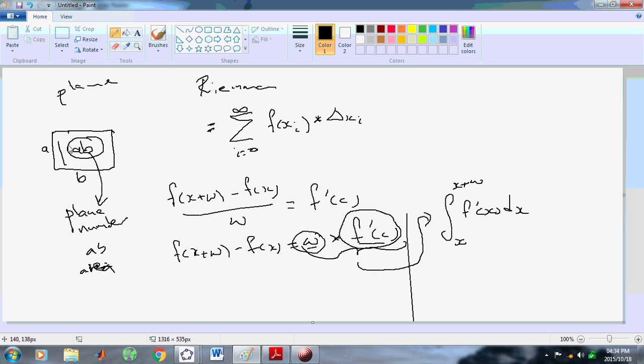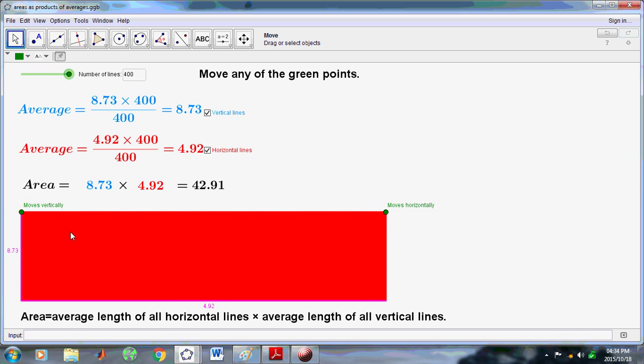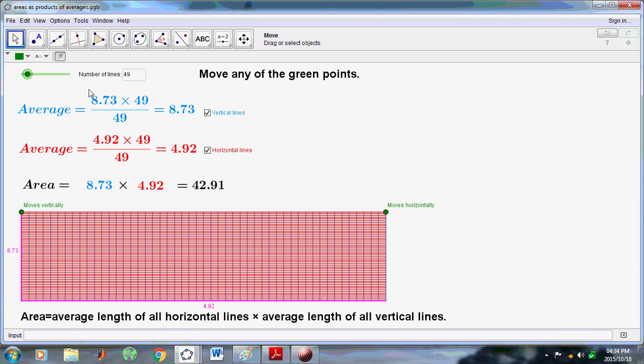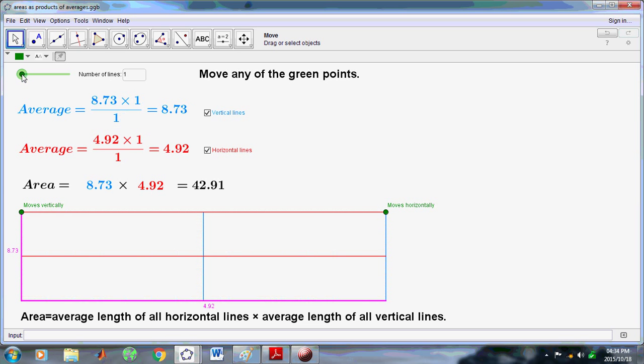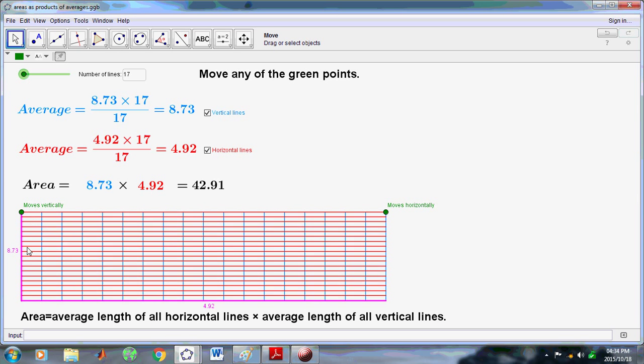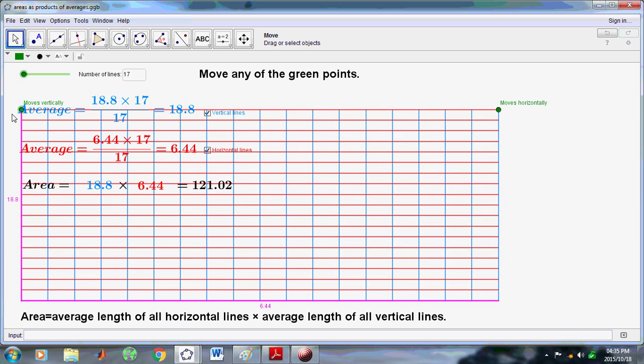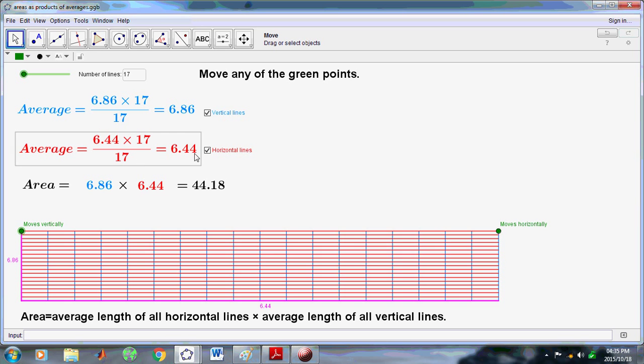arithmetic means. The infinitely many vertical lines is an arithmetic mean which gives us A, and the infinitely many horizontal lines is an arithmetic mean which gives us B. So if we come back to this now, we'll see that the average of these lines, the horizontal and the vertical, will give us the area of this whole rectangle. It doesn't matter how we move it, the area will always be the same, right? Doesn't matter which way we do it. Okay, so this is the first part of it.